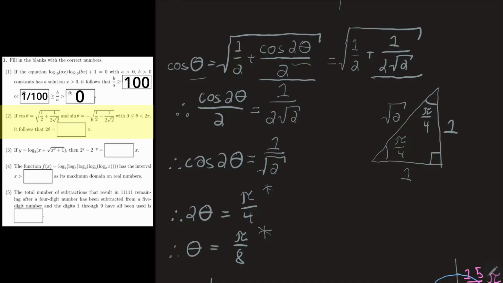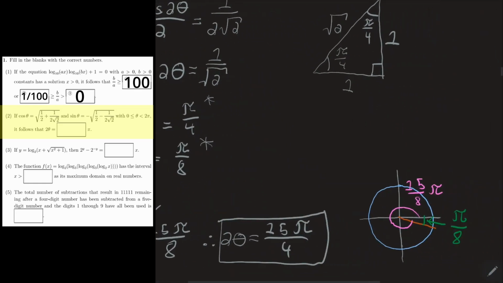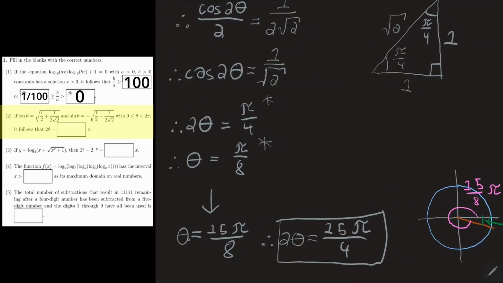But remember before, we found that theta must be in the fourth quadrant. That means that actually our theta is not equal to pi over 8, it is equal to 15 pi over 8. And here you can see this on the unit circle to make it a bit more clear, right? This inside angle right here is pi over 8, which means that the actual angle, if you go around the whole circle, is 15 pi over 8. And so we have our theta is equal to 15 pi over 8, then that means that 2 theta is equal to 15 pi over 4, and that is the answer to this question.